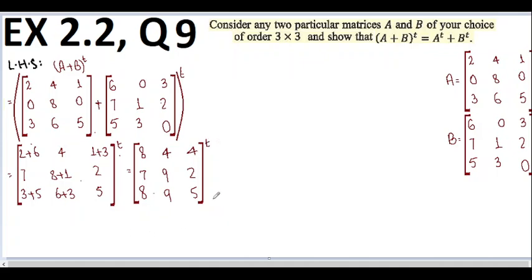Now we are going to write the result by taking the transpose, which means that we have to change the first row into the first column. So 844 will be written this way, 844. Then 792 will become the second column, 792, and 895 is the third row, so it will become the third column, 895. And this is your result for the left hand side. Now we are going to solve it for the right hand side.